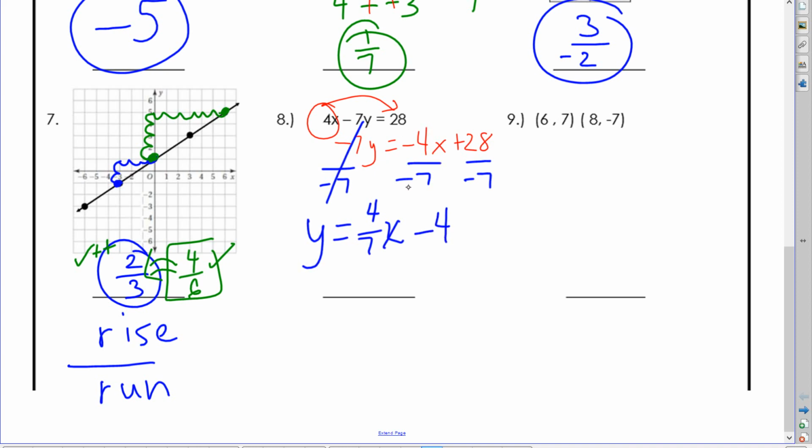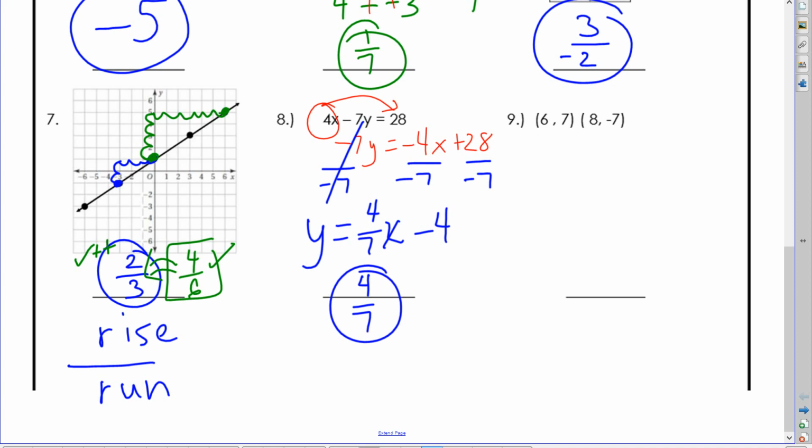Notice I did not divide 4 by 7 because it doesn't come out to be a whole number or an integer, so I'm leaving it in fraction form. But notice I did take my 2 negative signs here and simplify it to 1 positive sign. Positive 28 divided by -7 is -4, so my rate of change is the fraction 4/7.